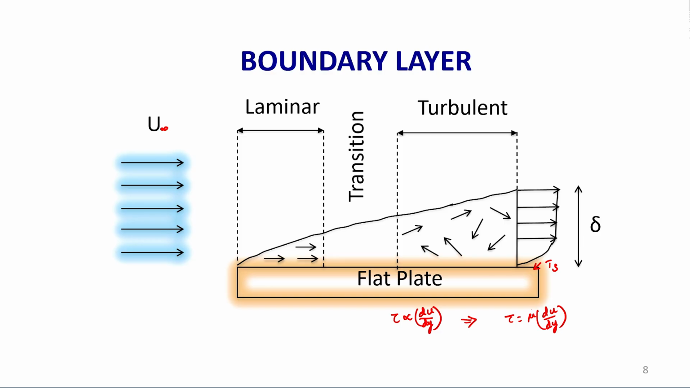So, this delta is the thickness of the boundary layer. Above this point, there is no velocity gradient. So, at this point, once there is no further velocity gradient, the velocity of the fluid will be equal to the free stream velocity. This is the free stream velocity.